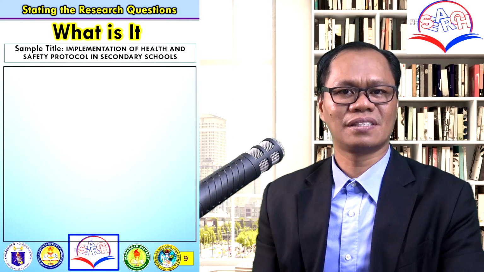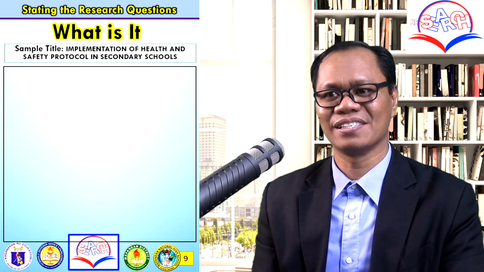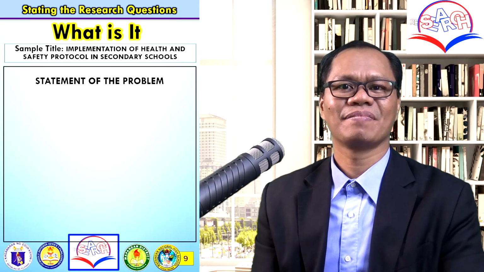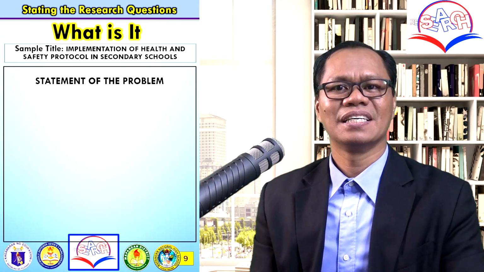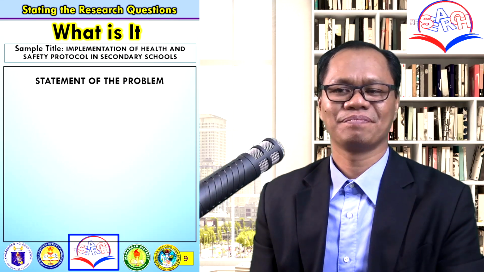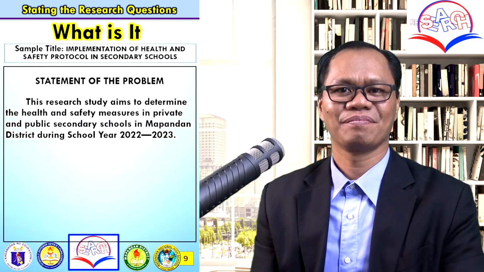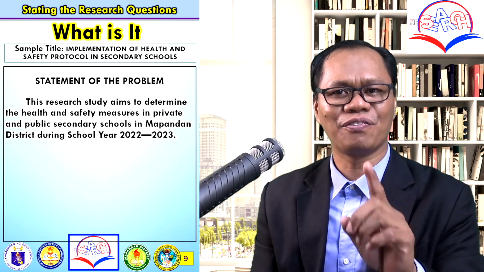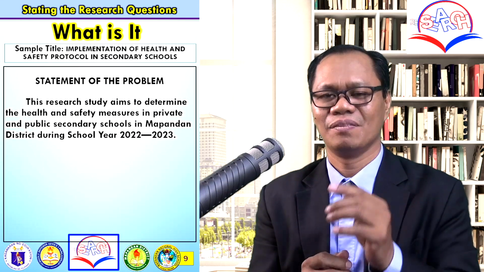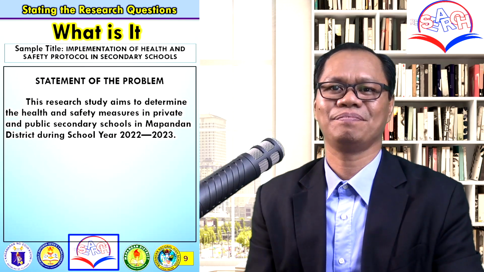In this slide, we will consider the sample research title called Implementation of Health and Safety Protocol in Secondary Schools. Now, let us craft the S.O.P. So, S.O.P. is written first at the top, then followed by the first paragraph for the general objective. Always remember that the general objective follows the SMART format. You must be specific, measurable, achievable, realistic, and time-based.